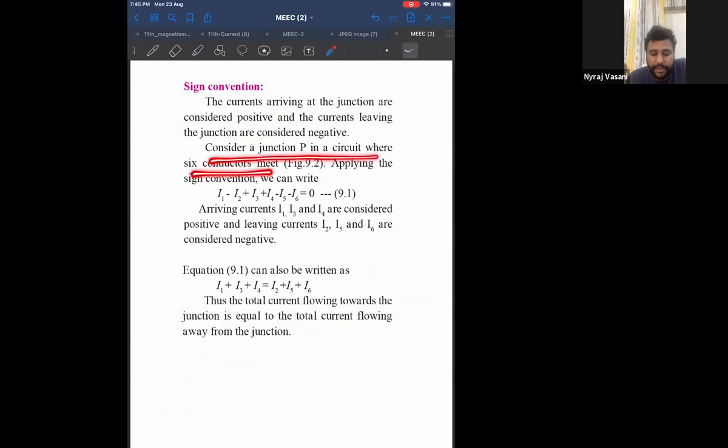Now, consider a junction P in a circuit where 6 conductors meet, that you have seen on the previous page. Applying the sign convention, this was the first equation that we wrote on the previous slide. Arriving currents I1, I3, and I4 are considered positive, and leaving currents are considered negative. Therefore, the same equation, if I rearrange, the law can also be written as the total current flowing towards the junction is equal to the total current flowing away from the junction. This is one more way to remember.